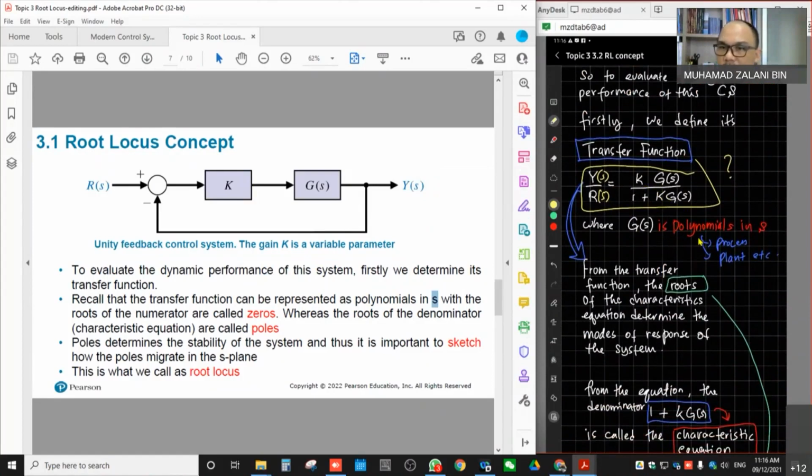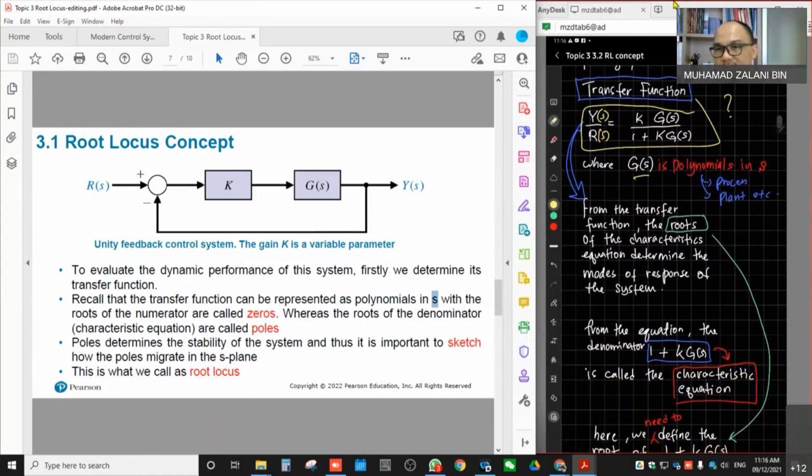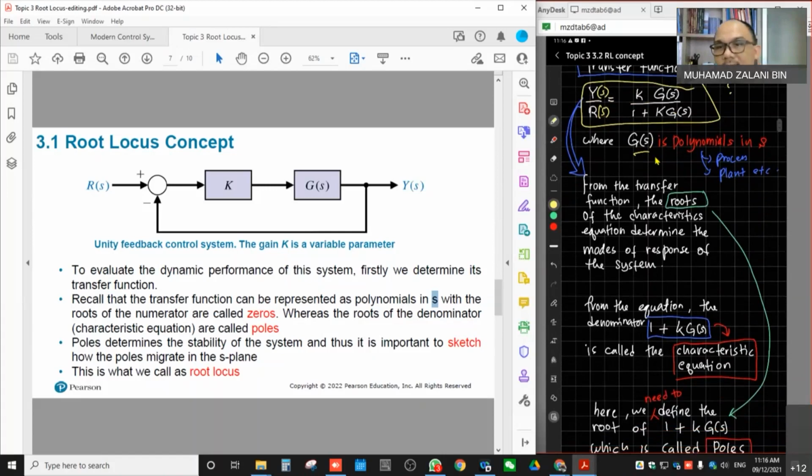G(s) is a polynomial in s. We can represent G(s) whether it is some process or plant or whatever. It could be a model of a car, for example, or a rocket launching, anything, as long as we can represent it mathematically in the form of polynomials in s. So G(s) is a polynomial in s.